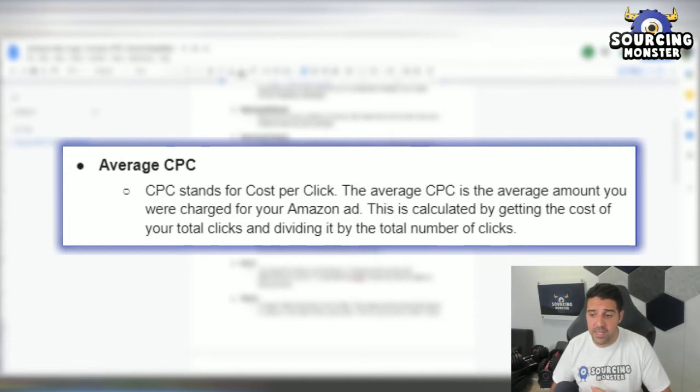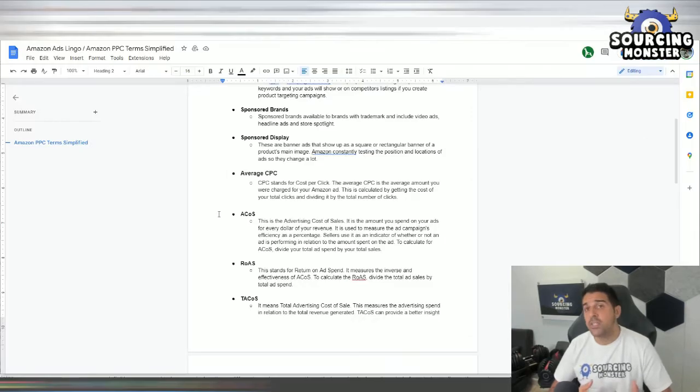Average CPC. CPC stands for cost per click. The average CPC is the average amount you were charged for your Amazon ad. This is calculated by getting the cost of your total clicks and dividing it by the total number of clicks. So for example, you got 10 clicks for your ad and the total cost was $10. So what is the CPC? The CPC is $1 because it's $10 divided by 10, equal to $1 per click average.